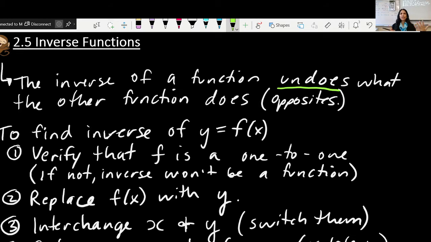So, you know, we first learned how to add, then you learn how to subtract, and then multiplication, and then division, and on and on. So these are opposites of one another in a sense.